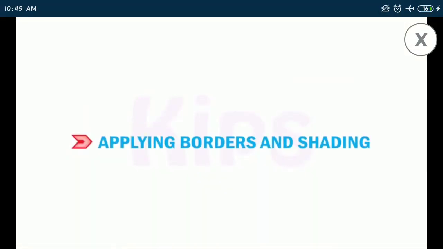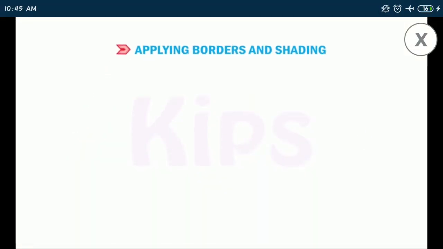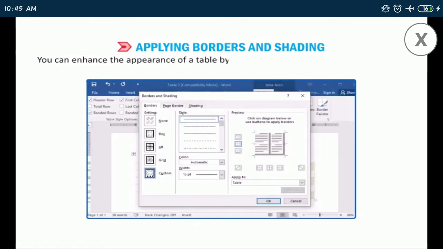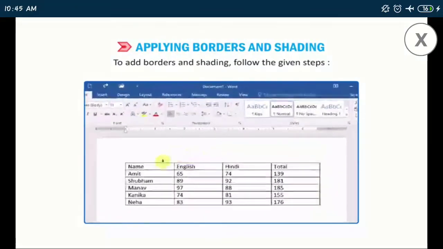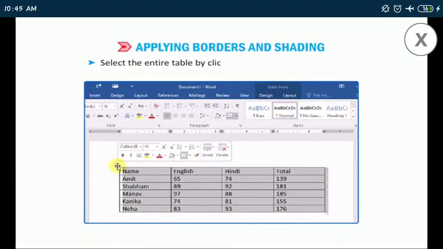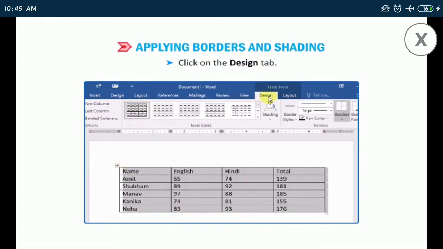Let us find out how to apply borders and shading. You can enhance the appearance of a table by applying a variety of borders and shading styles. To add borders and shading, follow the given steps. Select the entire table by clicking on the Table Move handle. Click on the Design tab.